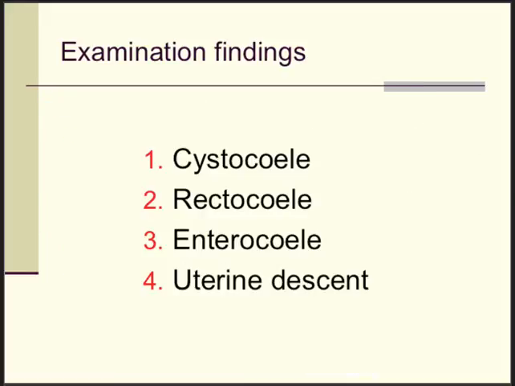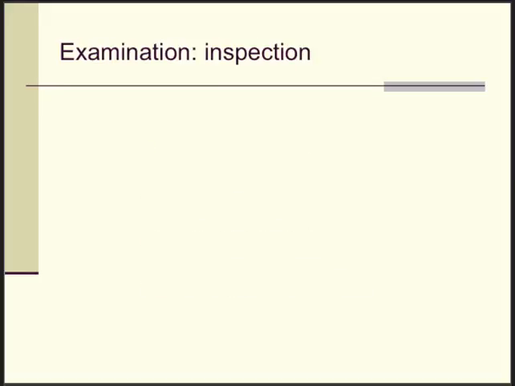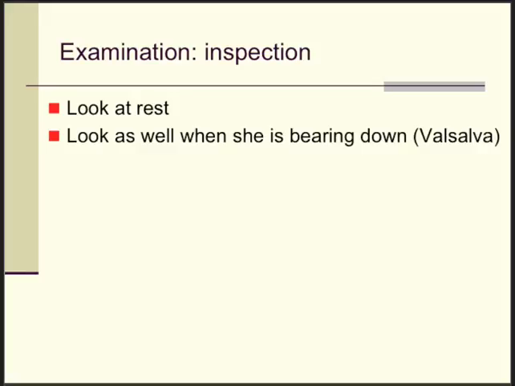What are the findings when we examine a lady with prolapse? First part is inspection. Look at rest and find out whether you can see something appearing beyond the hymenal ring. Then you ask her to cough or to bear down, the so-called Valsalva maneuver, and you look once more and you try to find out, do I see a bulge, a lump appearing in the introitus, in the hymenal ring area or not?